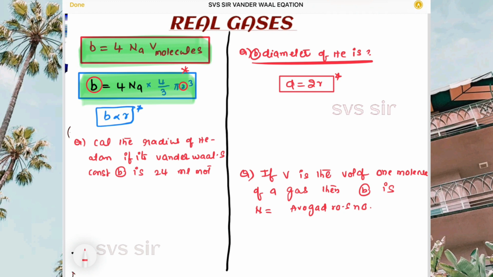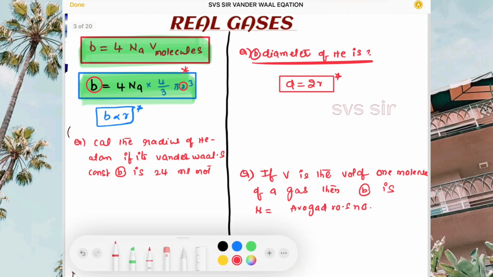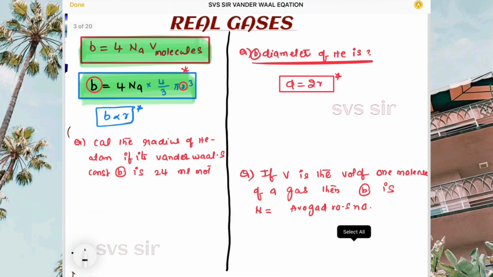So based on this, questions are possible. Calculate the radius of helium if its van der Waals constant b is 24 ml per mole. Such a question is given, then how to calculate?